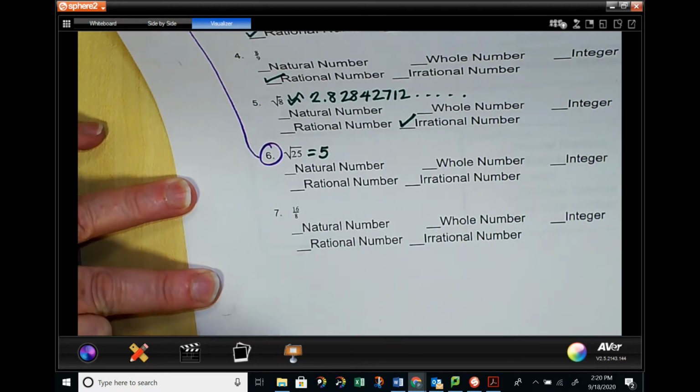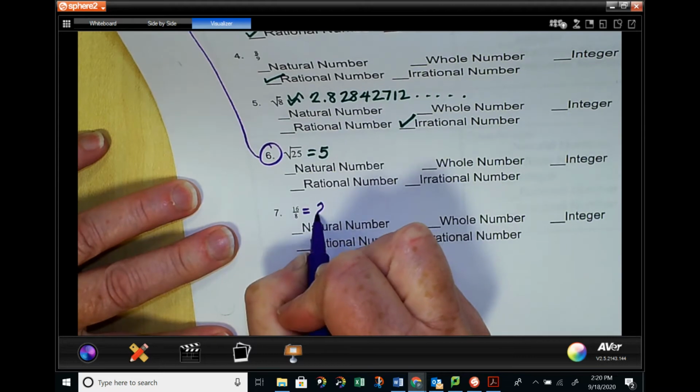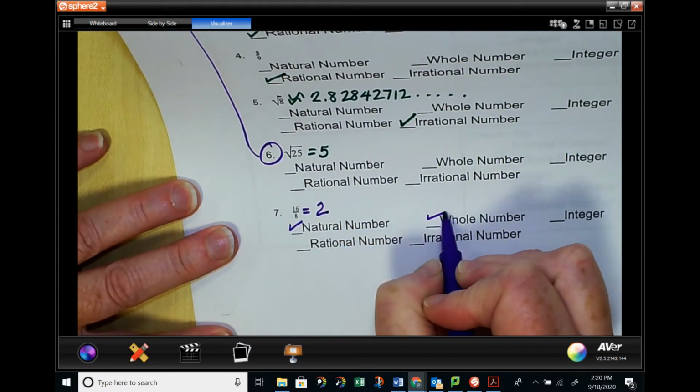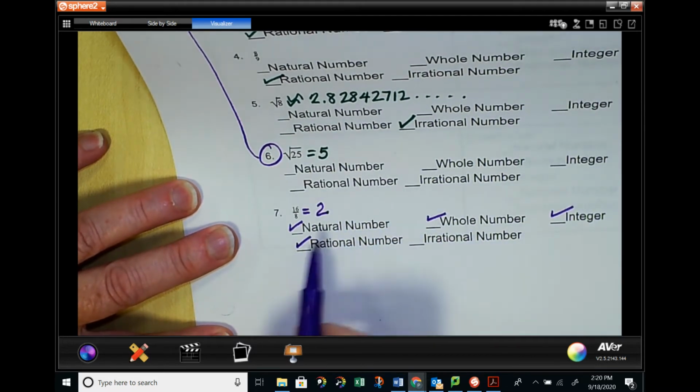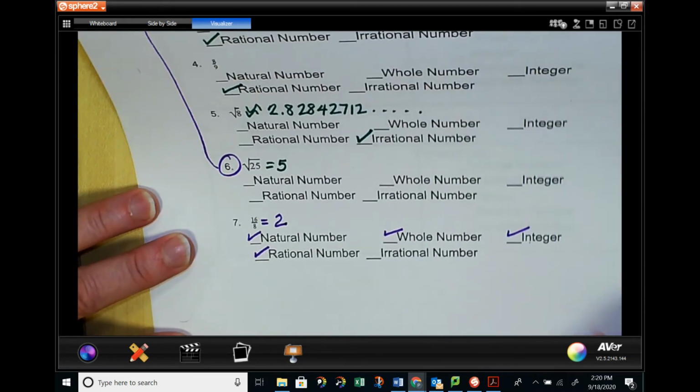And then this one, 16 divided by 8 ends up being 2. So that's a natural number, a whole number, an integer, and a rational. If it's natural, it's whole. If it's whole, it's an integer. If it's an integer, it is rational.